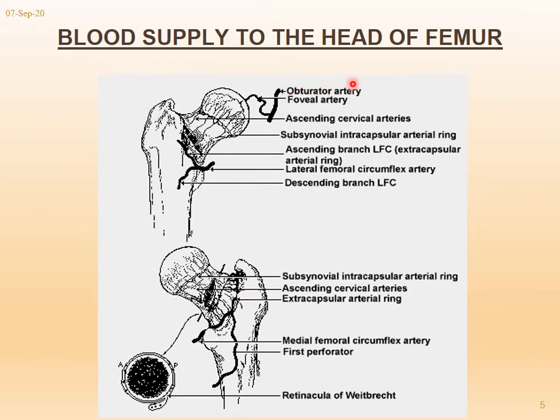Here you see the obturator artery. It has given rise to the foveal artery, which comes through the ligamentum teres into the head of the femur and supplies this part of the head as well.